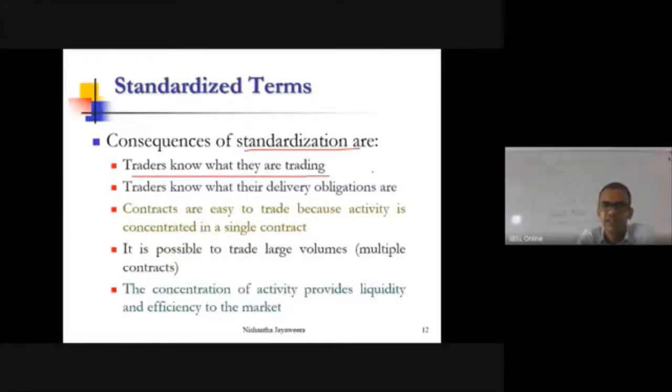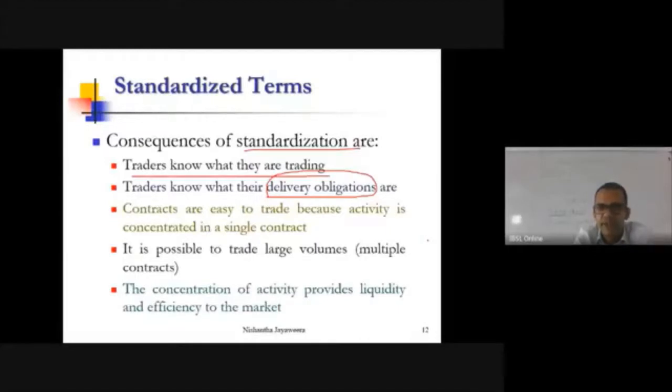So traders know what they are trading and what their delivery obligations are. It's given in the contract. When to deliver, where to deliver, what the qualities are, and everything is given. In any case, if you keep it open until delivery, most of the time you won't do that. If you buy it, you will sell it and close the position, then you need not meet delivery obligations.